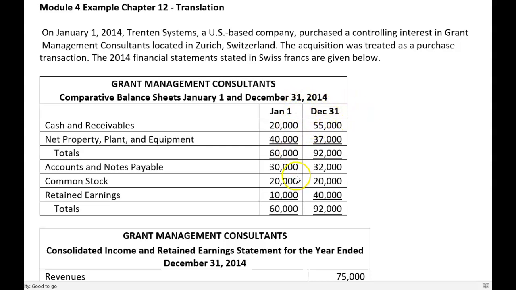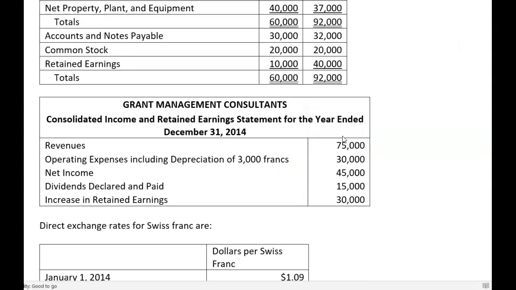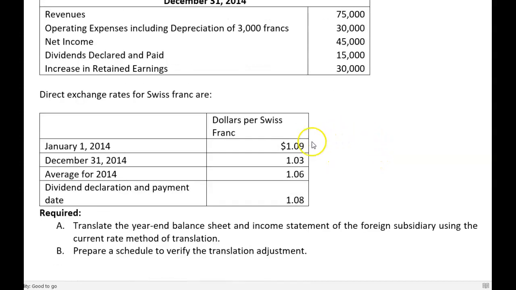These amounts are actually Swiss francs, right? So make sure you identify what currency the statements are presented in. And the income statement and retained earnings statement for the year ended is showing here as well. Other pieces of information that we need are the exchange rates: $1.09 January 1, December 31st $1.03. So the rate's gone down. The average, which we'll use for the income statement, is $1.06.